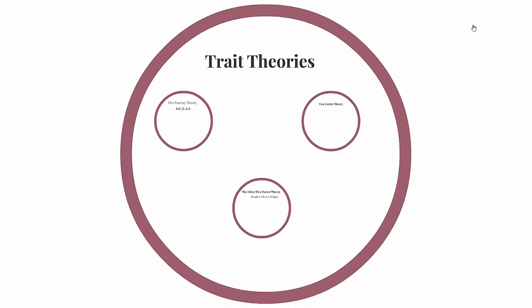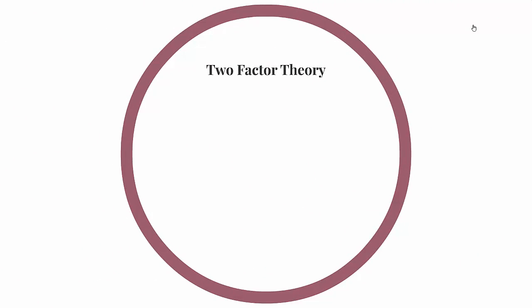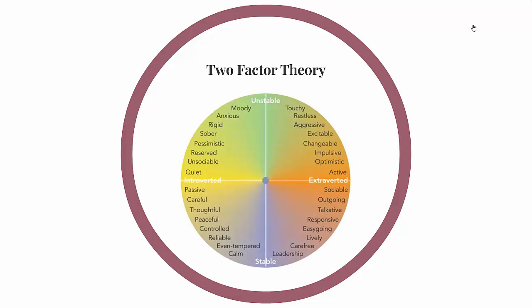Let's look at one of the trait theories. We're going to look at the two-factor theory first. Here, you're asked a series of questions that help us identify whether you are more stable versus unstable or more introverted versus extroverted. Now, it's a two-trait theory, but as you can see, there are a lot of terms on this little wheel here. And what they are is mixtures of these different theories.